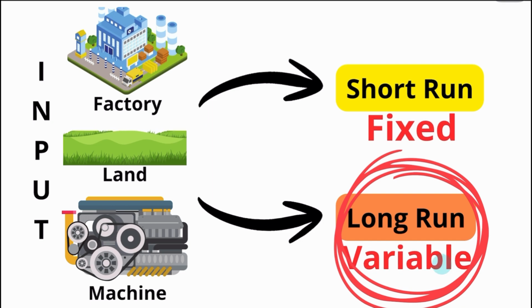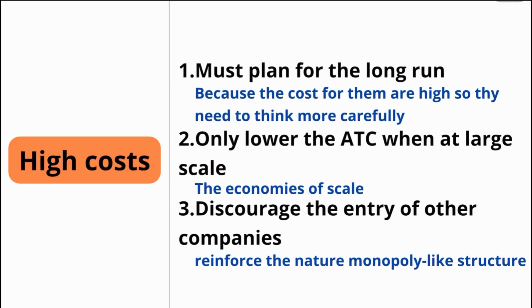Moreover, high fixed costs shape TSMC's decisions in several ways. They force TSMC to plan for the long run very carefully. Economies of scale only occur at extremely large outputs, which encourages TSMC to continue expanding. Last, high fixed costs discourage new entrants, reinforcing TSMC's natural monopoly-like structure.